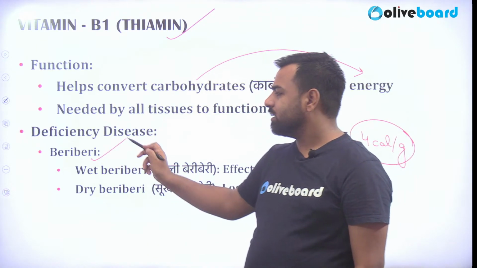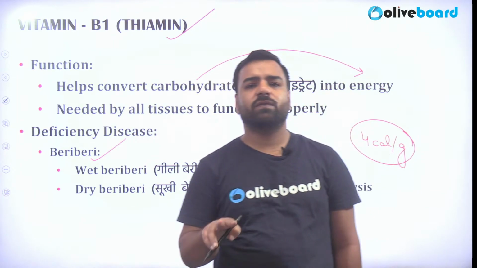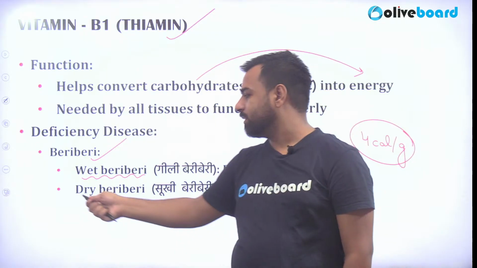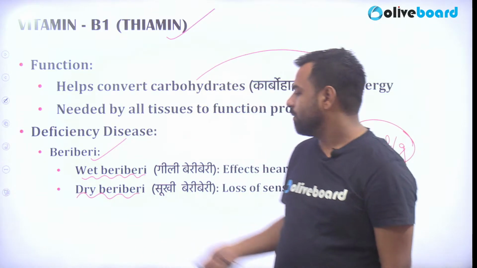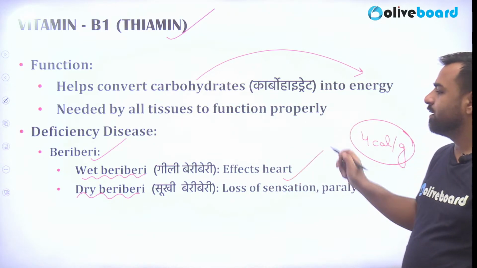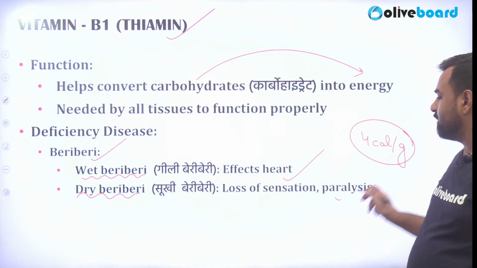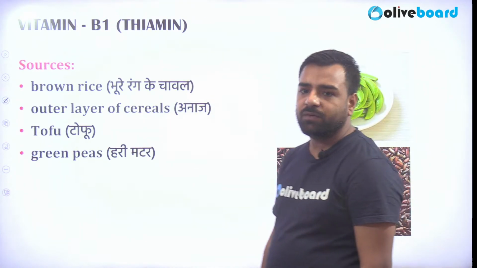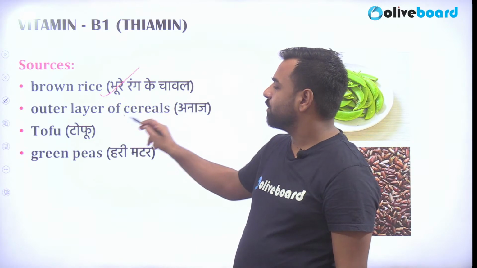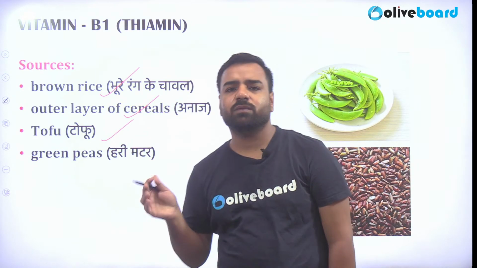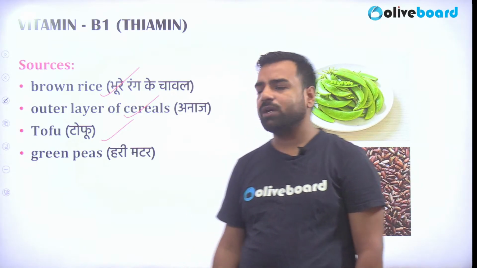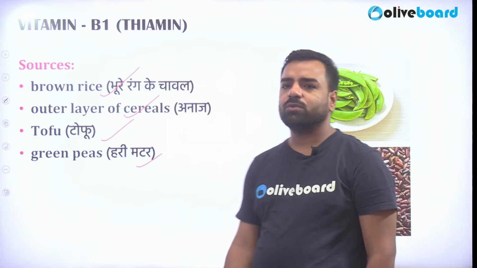Its deficiency leads to beriberi, which is of two different types. One is wet beriberi and another one is dry beriberi. Wet beriberi affects the heart and dry beriberi leads to loss of sensation and paralysis. What are the sources of B1? Brown rice, the outer layer of cereals, tofu. Tofu looks like paneer, but that's not paneer. It's made of soya, so that's a soya product. Green peas are also a source of vitamin B1.